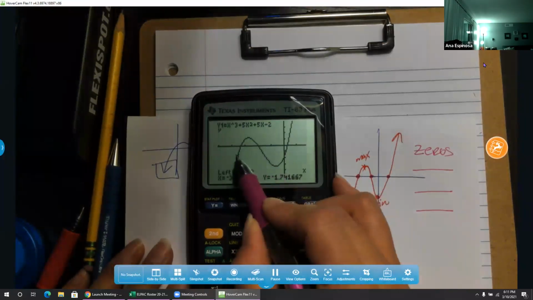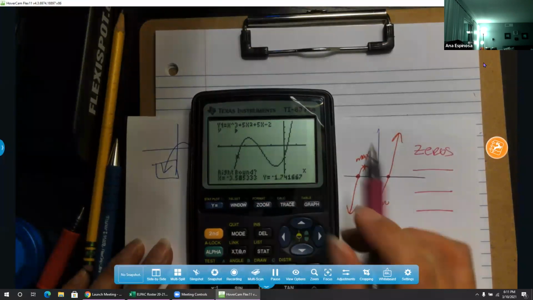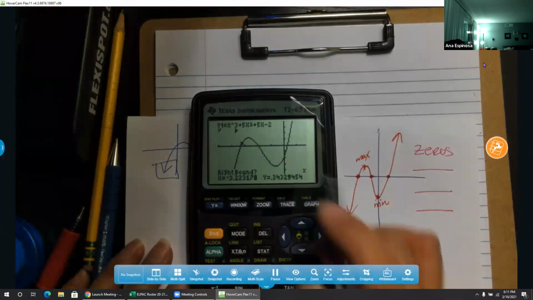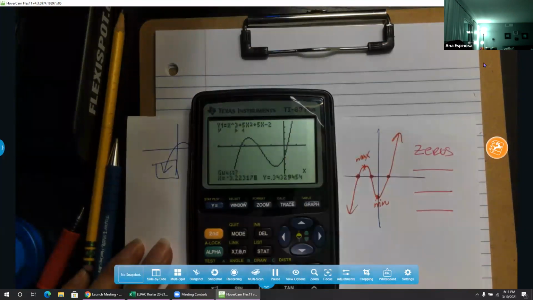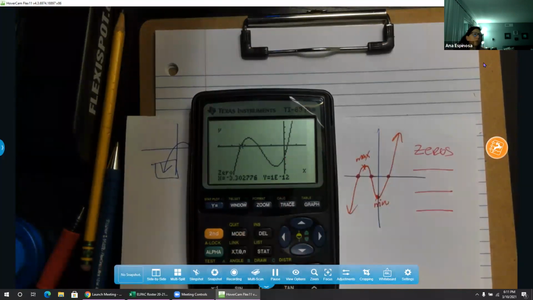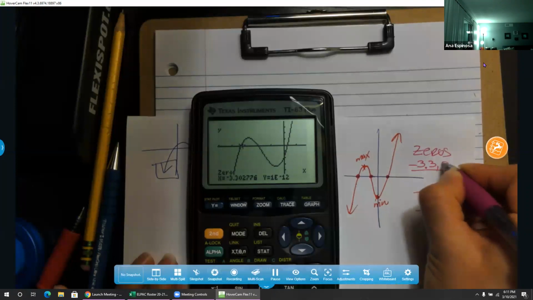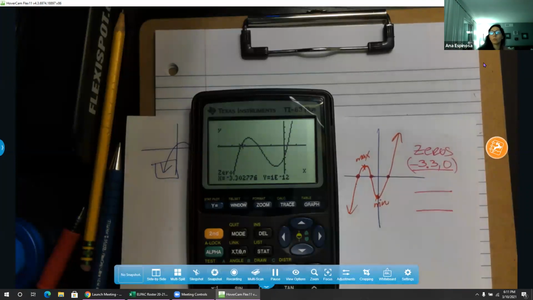It tells me to go left bound. That dot is already left of it. So now I'm going to go right of it, so it has to cross the x-axis. I press enter again, and it gives me, notice that sometimes it'll give you a 0, sometimes it'll give you a 1 times 10 to the e, which means times 10 to the -12. That's still 0. I'm going to write -3.3, comma 0. That's a zero. The zeros are when y equals 0, because remember, it's like setting the whole equation equal to 0.